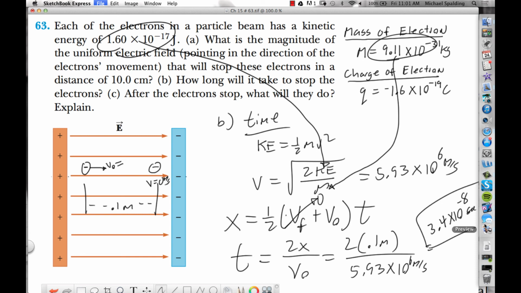Okay, and then for the last question, after the electrons stop, what will they do? So the electrons go like this. They go slower, slower, slower, stop. Are they just going to sit there? What are they going to do? They're going to shoot back with the same acceleration, right? The acceleration through this whole situation is the same. So they will accelerate back towards the positive plate, is what they do.